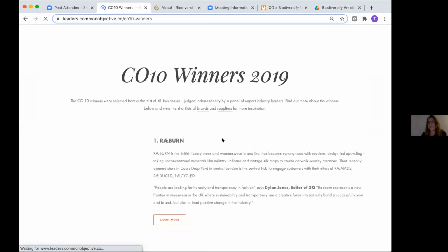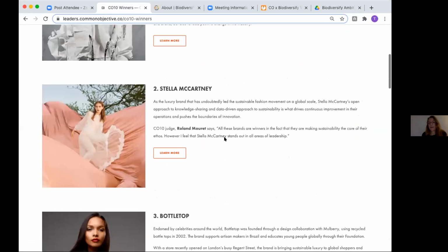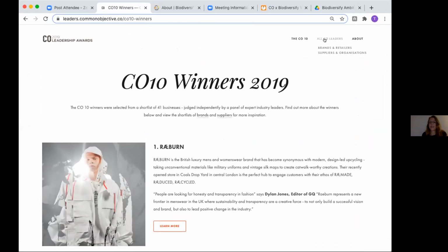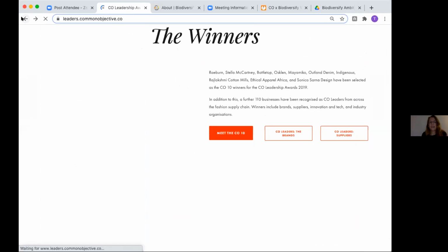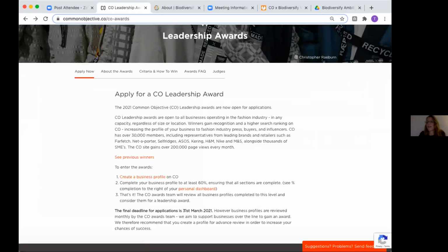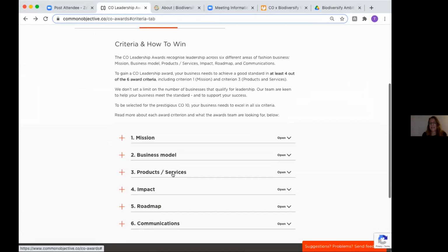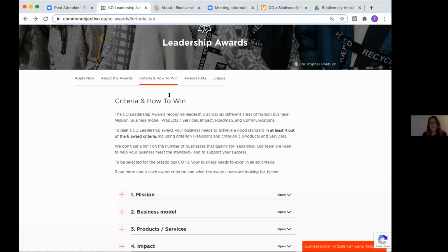These are some of the brands that won in the top 10, and we also have a Co-Leadership Award, which is much broader. Our goal is to award as many businesses as possible. We don't have a maximum or a minimum. We're just looking for businesses to meet at least 4 out of these 6 criteria. All the details are here.